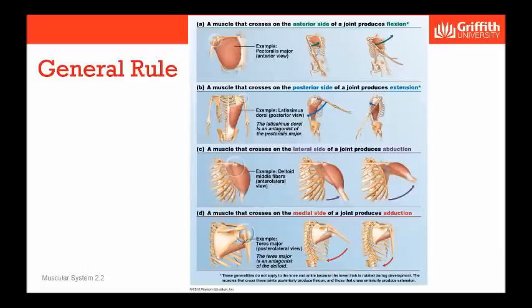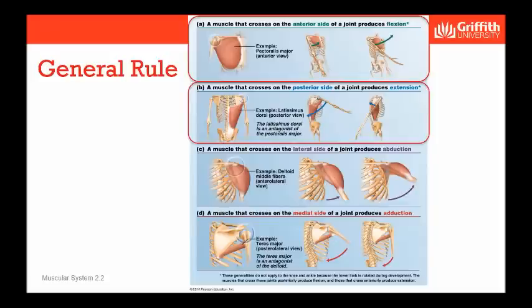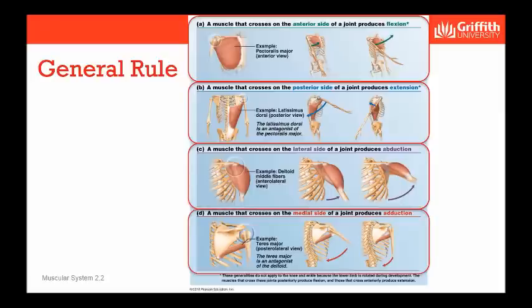As a general rule, the action of a muscle can be inferred by the position of the muscle relative to the joint it crosses. The examples on this slide relate to the shoulder joint. A muscle that crosses on the anterior side of a joint produces flexion. A muscle that crosses on the posterior side of a joint produces extension. A muscle that crosses on the lateral side of a joint produces abduction. And a muscle that crosses on the medial side of the joint produces adduction.